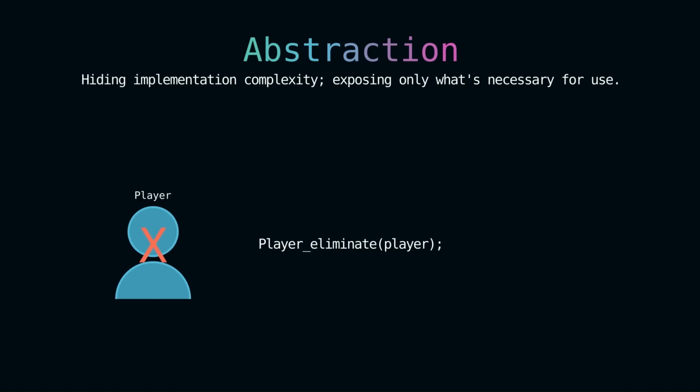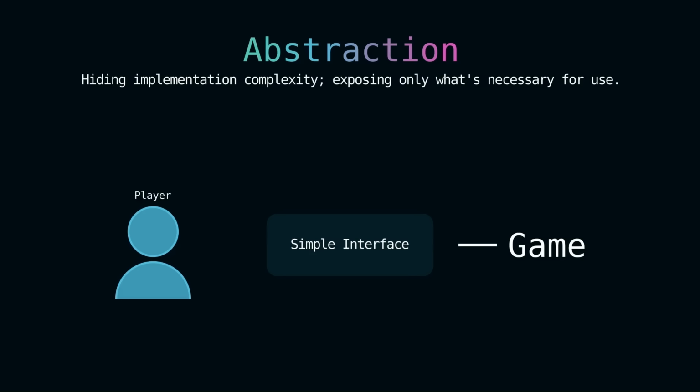Under the philosophy of abstraction, we would abstract away the internal complexity of how player works and provide only a simple interface so objects can interact with it more effectively. Then the concrete player types can provide their own implementations behind those operations.